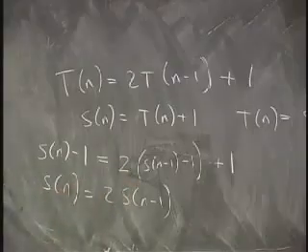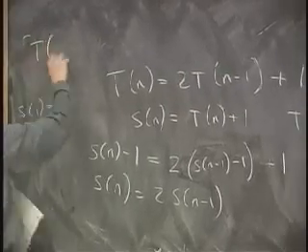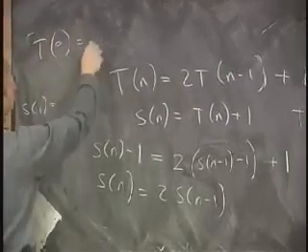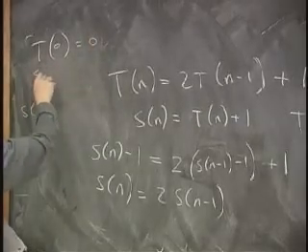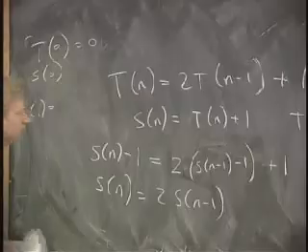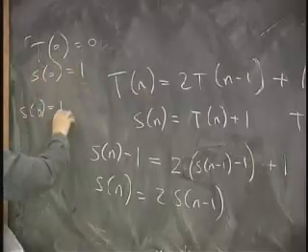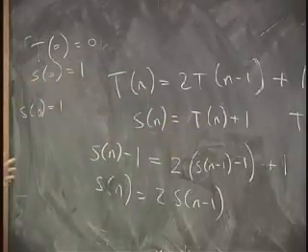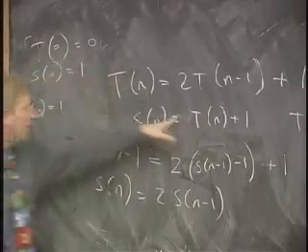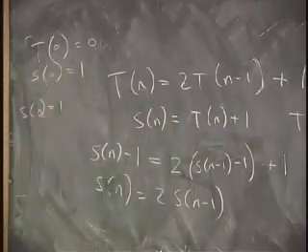What's the solution to this if I say S of 1 equals 1? By the way, what's T of 0? 0, right? What's S of 0? You can figure out your base case just by translating it through your change of variable. So if T of 0 is 0, then S of 0 is 0 plus 1. So S of 0 is 1.